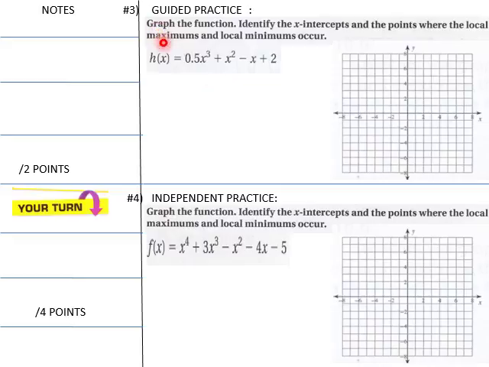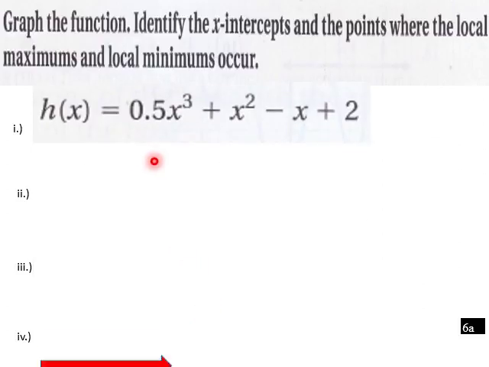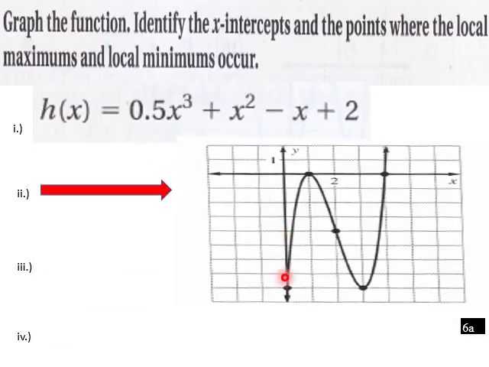Okay, into our first guided practice. Graph the function, identify x-intercepts, points where local maxes and local mins occur. Same thing down here for you students, so pay attention so you can do your independent practice. We're going to do this right here. This is our polynomial. Then here's our graph. We throw this in the graphing calculator.